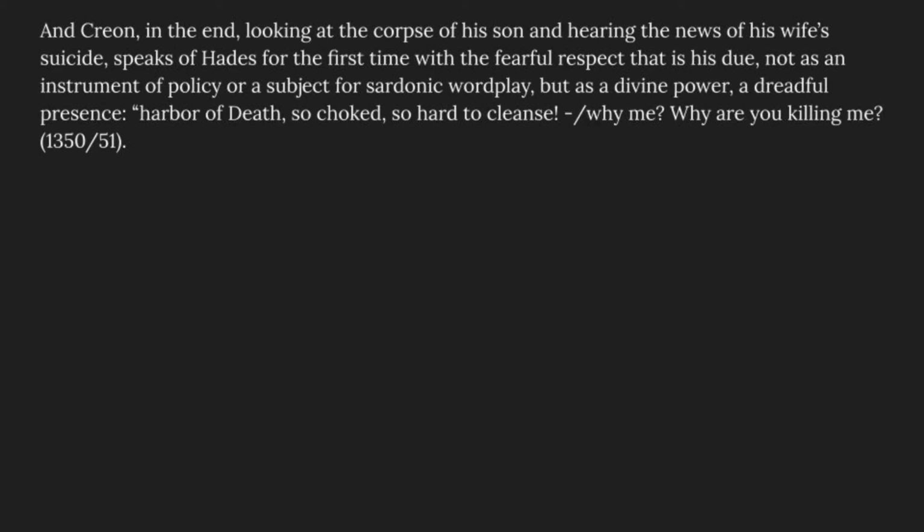"And Creon, in the end, looking at the corpse of his son and hearing the news of his wife's suicide, speaks of Hades for the first time with the fearful respect that is his due, not as an instrument of policy or a subject of sardonic wordplay, but as a divine power, a dreadful presence, 'harborer of death, so choked, so hard to cleanse.'"